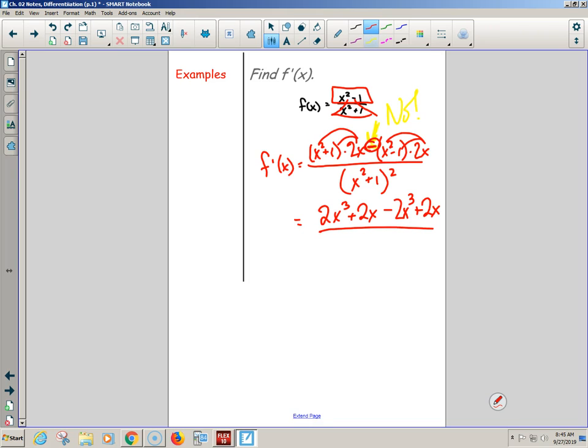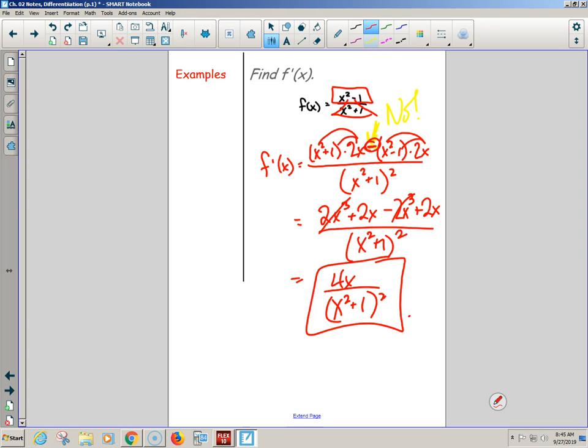Save the seals. This little negative has to distribute to both. That's a negative, that's a positive. And if you can't do 2 things at once, get your 2x in there in parentheses, then distribute your negative. Then I have my x squared plus 1 all over squared. My 2x cubes go away, my 2x and 2x makes 4x, and I am done, done, done, done, done. Nothing else that you can do.